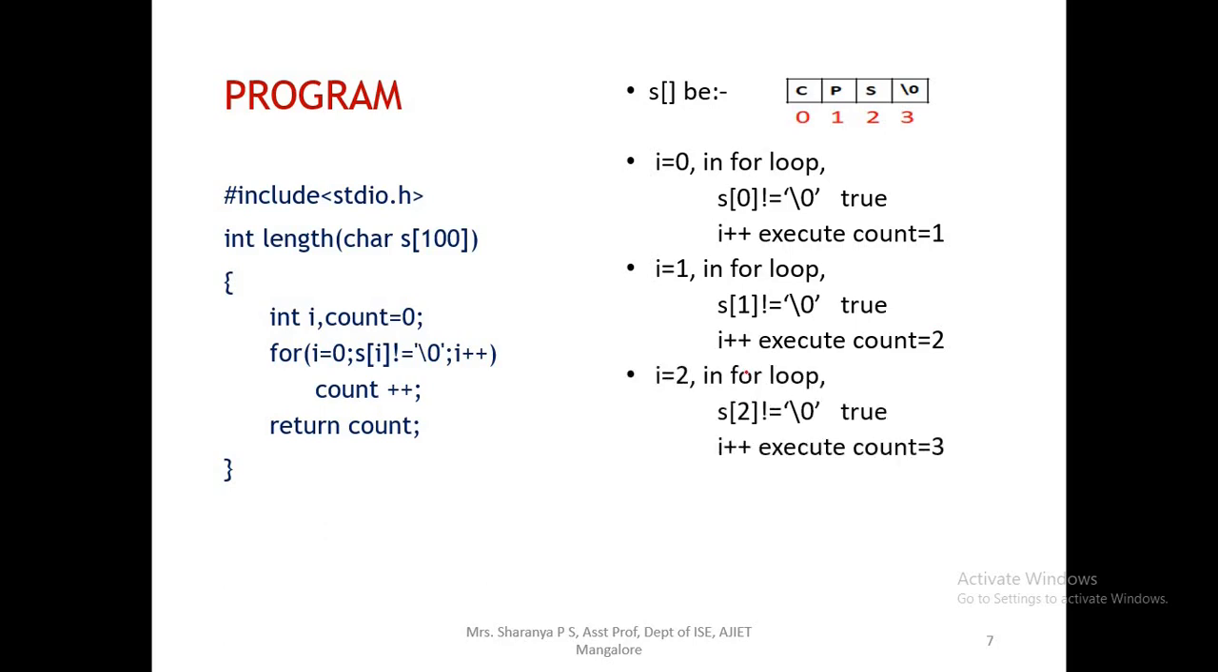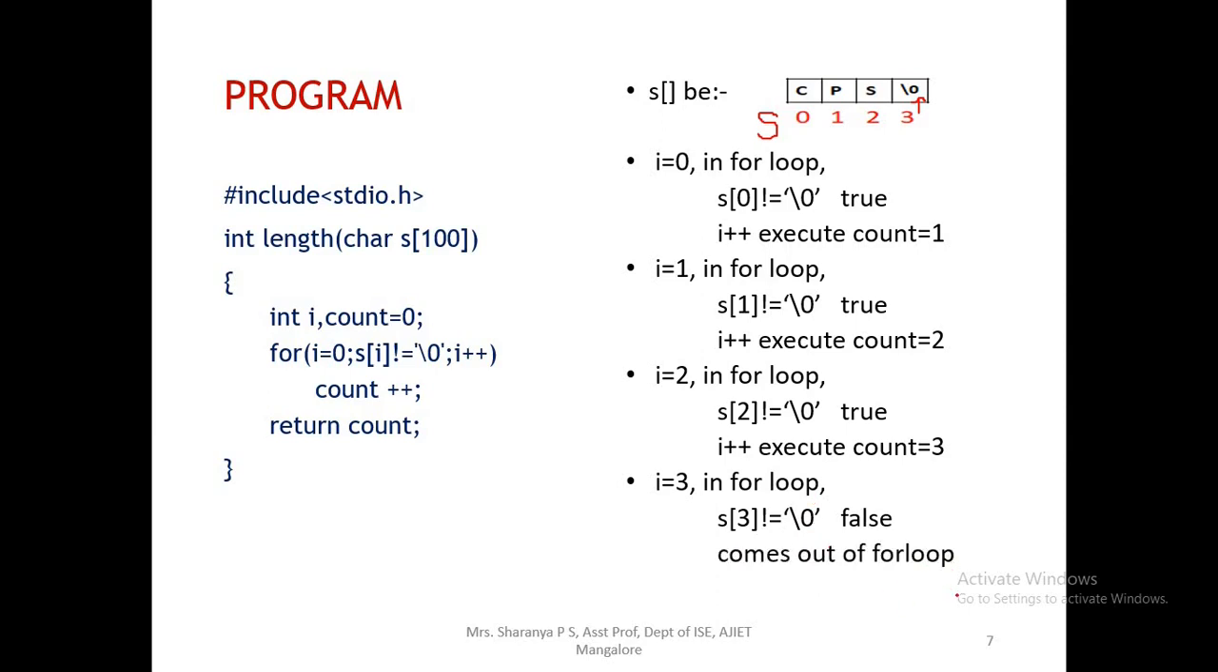How long will it execute? Till i becomes 2, and s[2] is checked, and it is also true. When i is equal to 3, is s[3] not equal to null? Is the condition true? No. This is the string that I am referring to. Here s[3] is nothing but null. This state has been reached now, so the condition s[3] not equal to null becomes false.